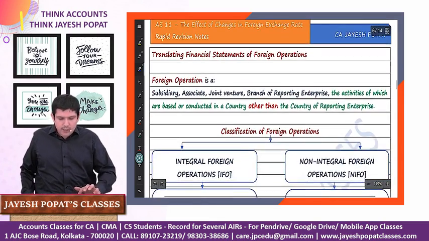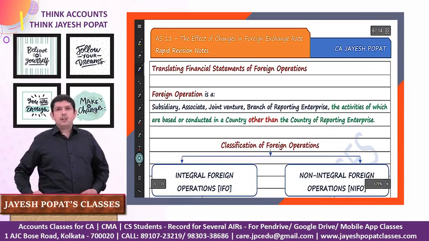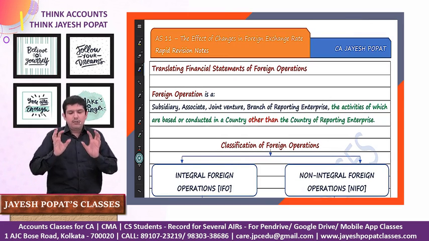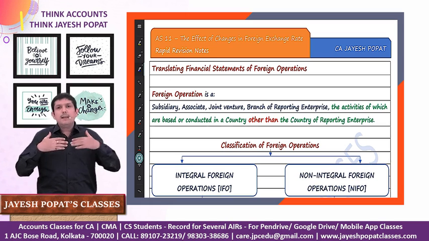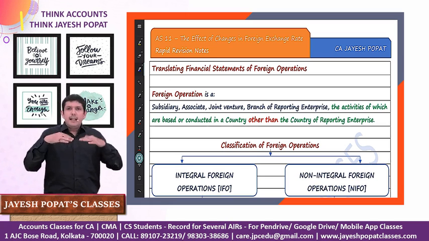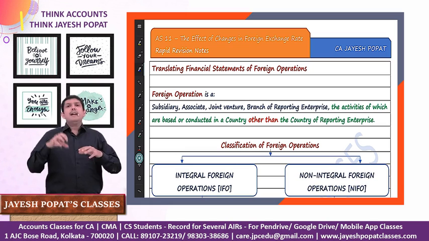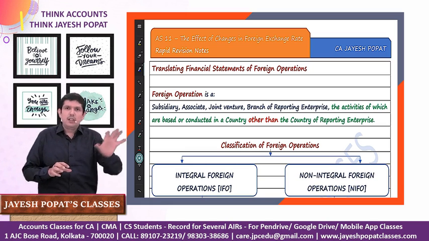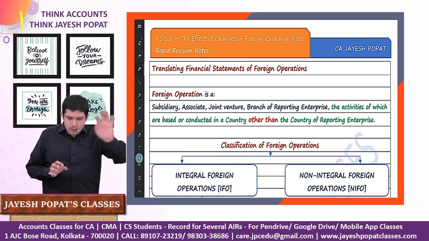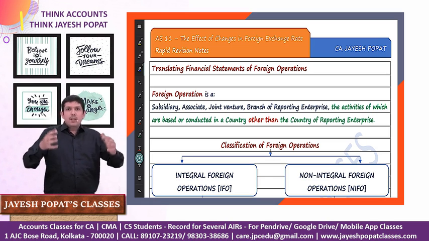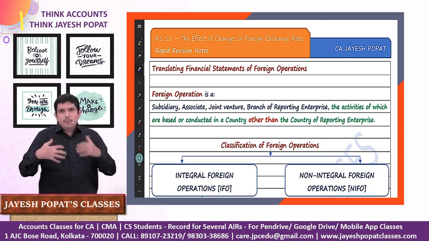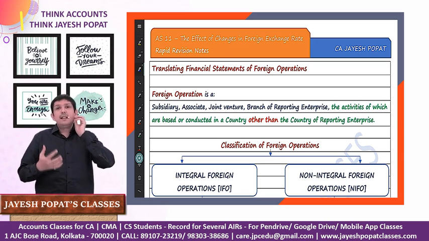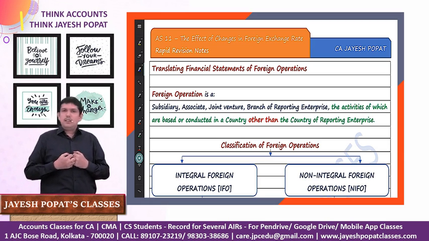Now let us come to translating financial statements of a foreign operation. First, let us understand where this requirement comes from. Let's say I am a company, let's say I am Reliance Industries Limited, and I am operating from India. I have certain branch offices in Singapore, US, Dubai, Emirates, etc. So these branches are part and parcel of me. So when I am reporting my financial statements, I have to incorporate the numbers of these branches.